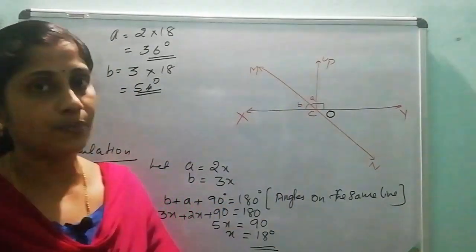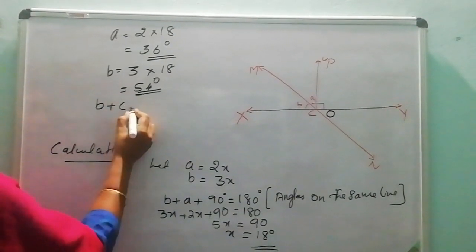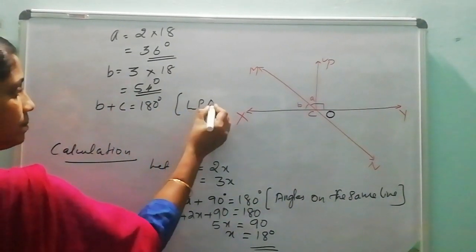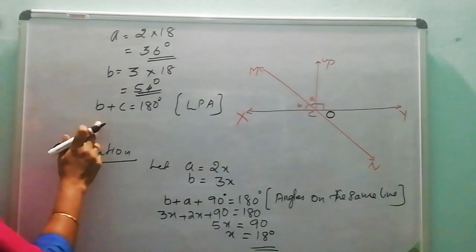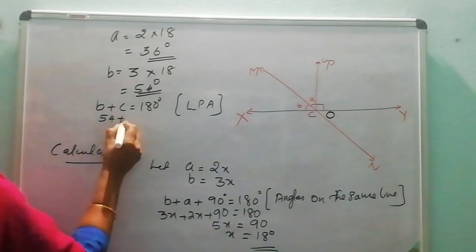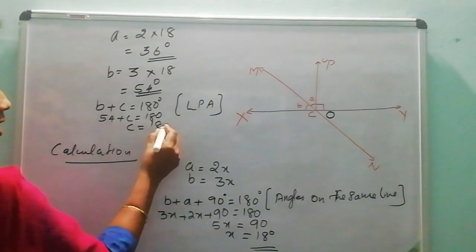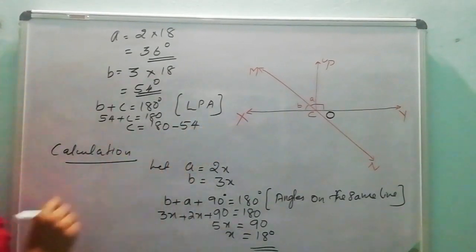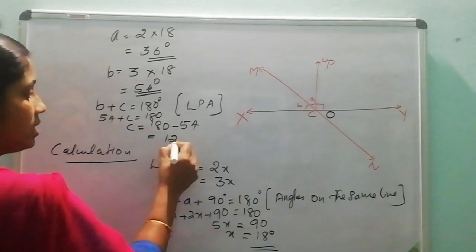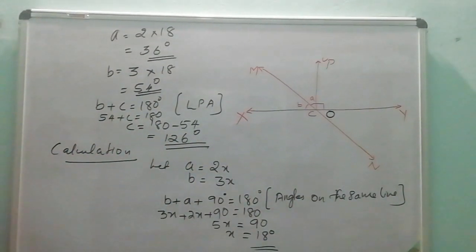So B plus C is equal to 180 degree. Reason: linear pair. Then substitute the value of B. It is 54. 54 plus C is equal to 180. So C is equal to 180 minus 54 degree. 180 minus 54 is 126 degree. This is the final answer. Next we can move on to the third question.